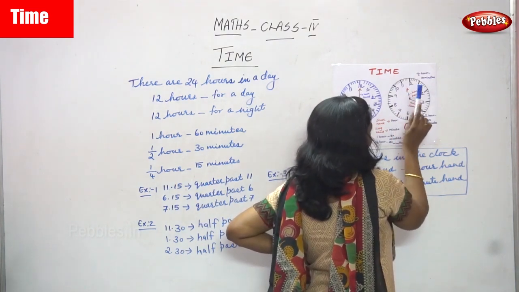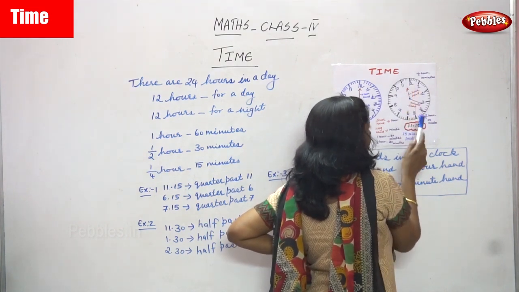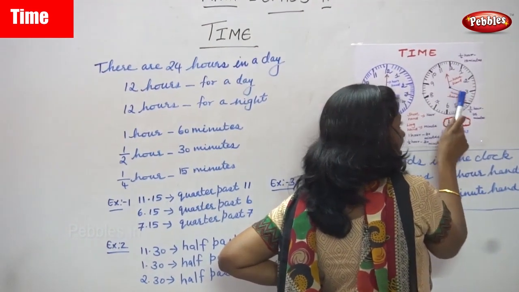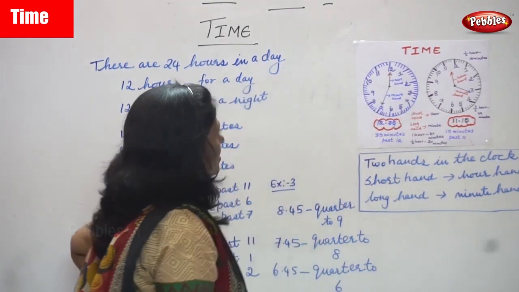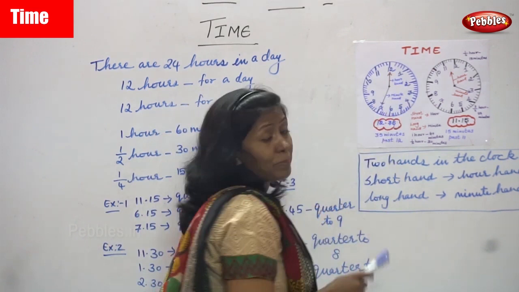In this clock, the same thing, there are 2 hands. One is a red hand, what is it? A small hand, it denotes the hour hand. And the long hand is violet in color, it denotes what? Minute hand.